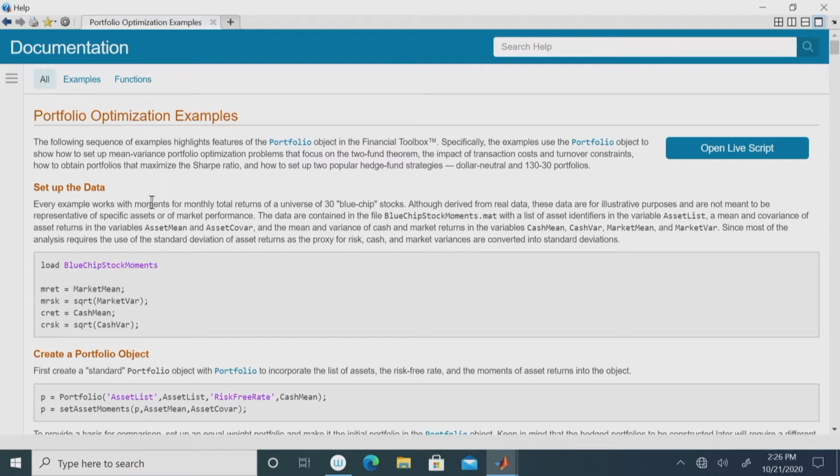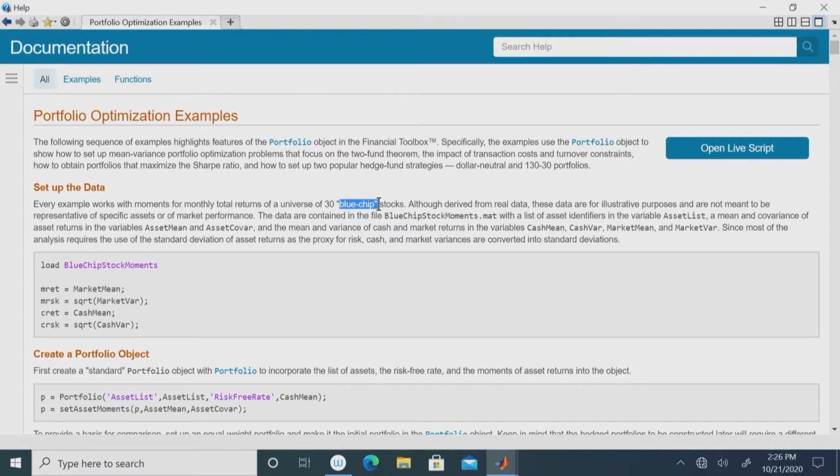We will see how this example works for the monthly total returns. We are just looking at the monthly returns, and by total returns we mean the returns without bringing into the picture things like transaction cost and turnover constraints, and we will focus on a composition of 30 blue chip stocks.